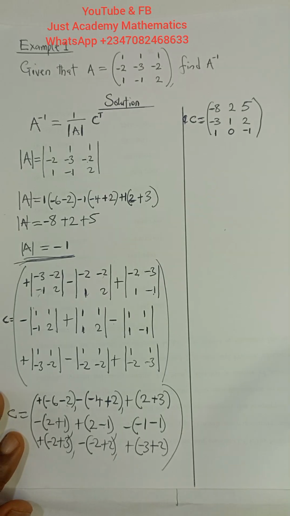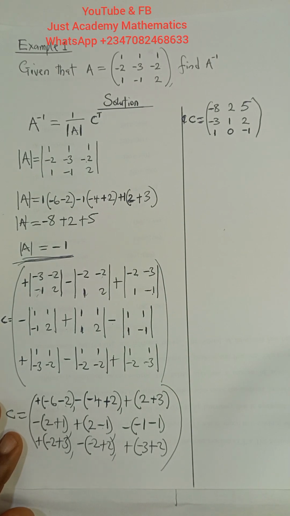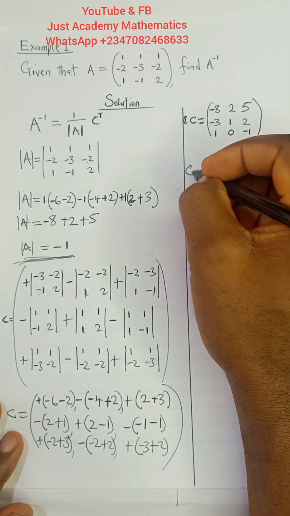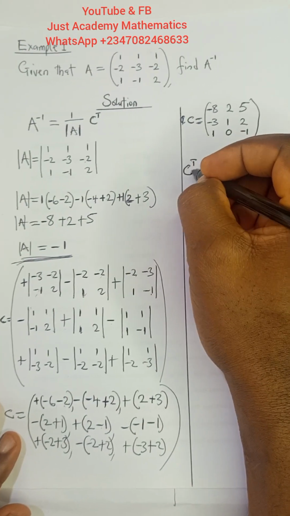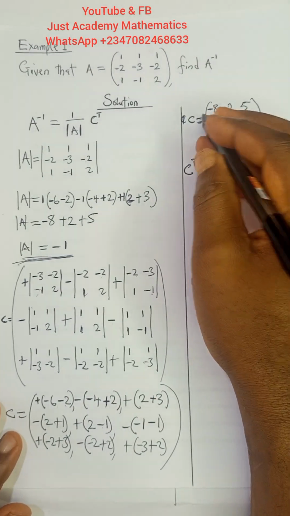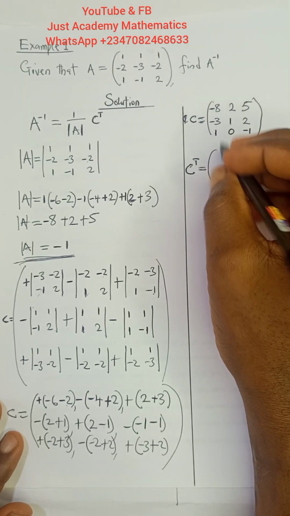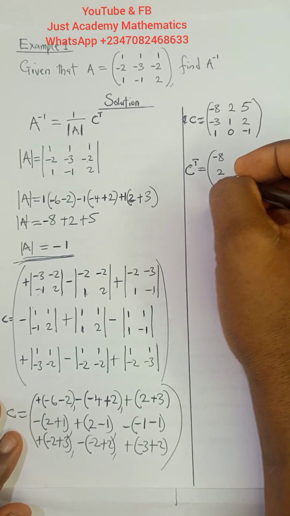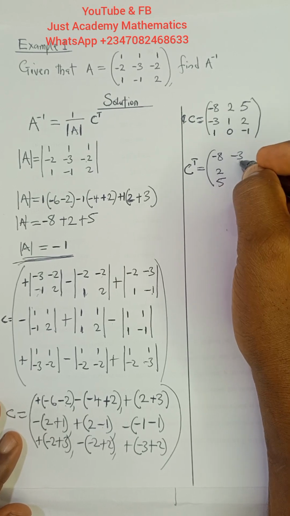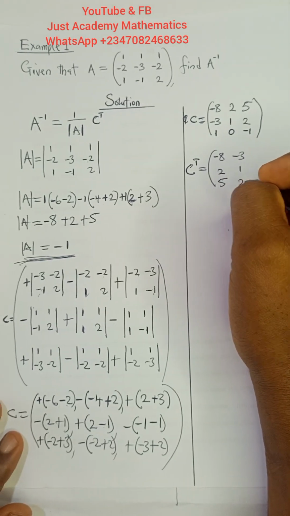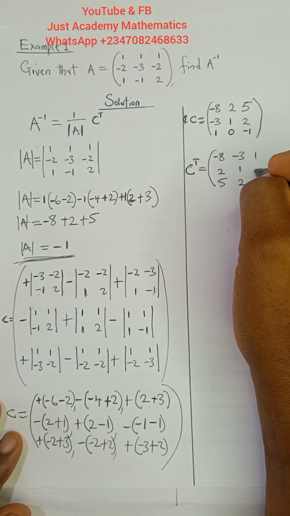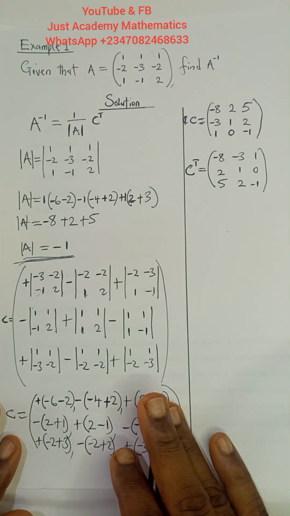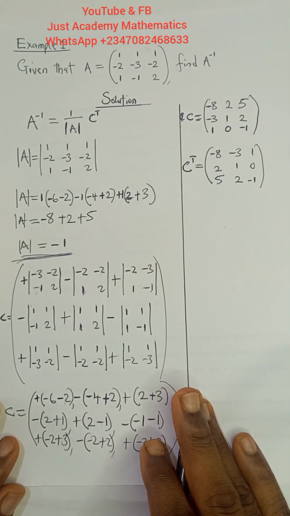So this is what we call the cofactor. We need to get the transpose, which we call C transpose, the transpose of the cofactor. So we rearrange: row becomes column. Minus 8, 2, 5, followed by minus 3, 1, 2, followed by 1, 0, minus 1. So that is the transpose of the cofactor.